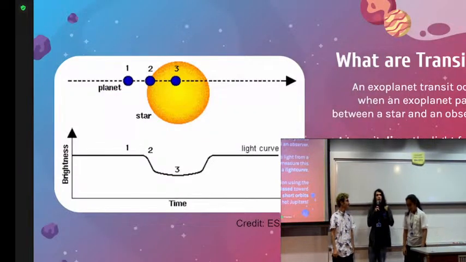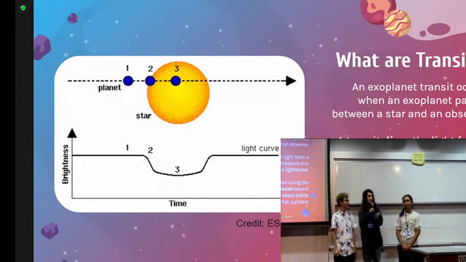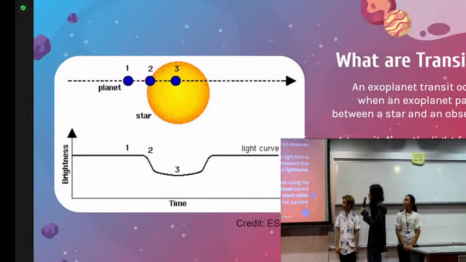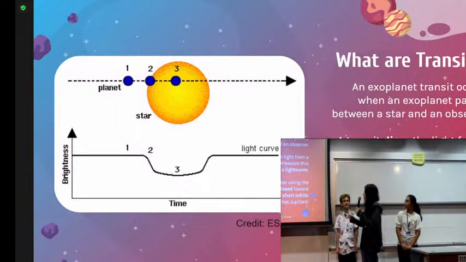Okay, so we have exoplanets, we have to discover them, and we do that via transits. Now, what is a transit? An exoplanet transit specifically occurs when an exoplanet passes between a star and an observer, which would be us in this case. How we detect it is it dims the light we're receiving from a star, which we can then measure with a light curve, which I mentioned earlier, a graph of brightness over time.